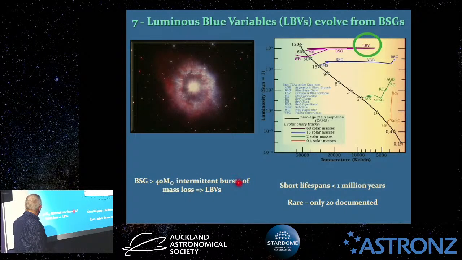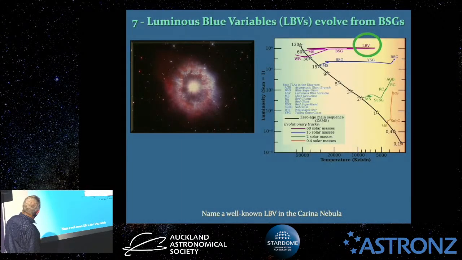That's pretty much what I've mentioned here. Greater than 40 solar masses, it's the intermittent mass loss. Very short lifespans, less than 1 million years, and very, very rare. There's only been 20 of them identified so far. So very rare.